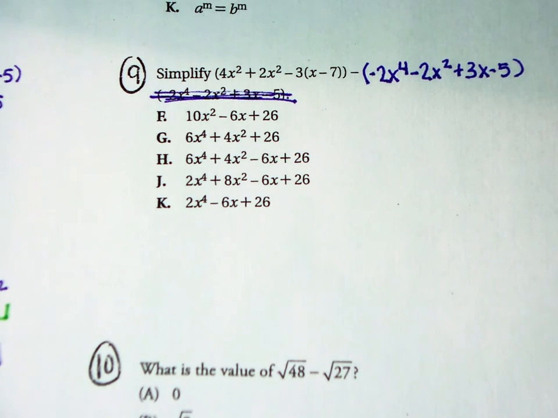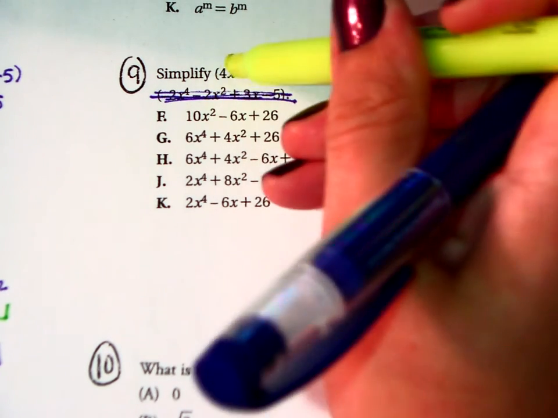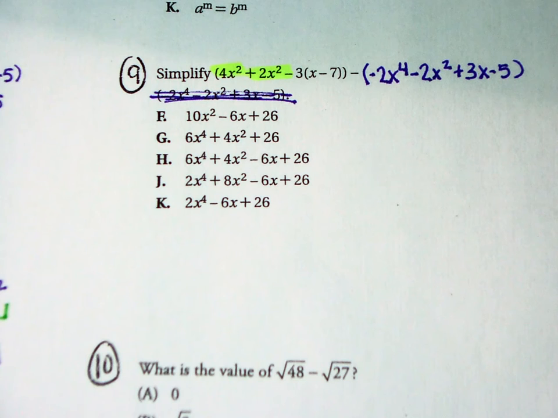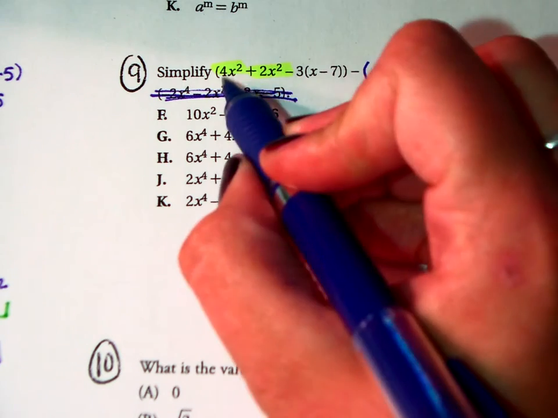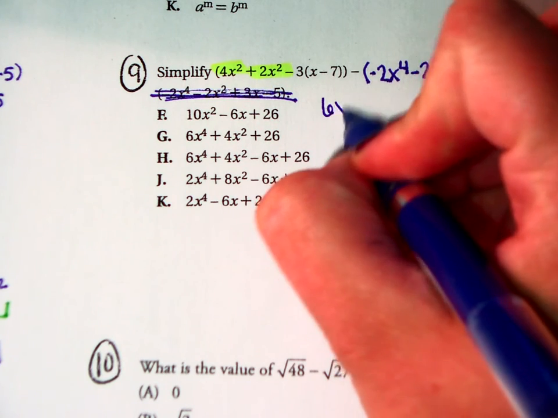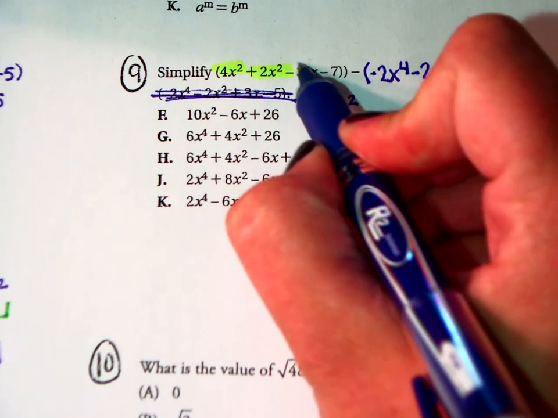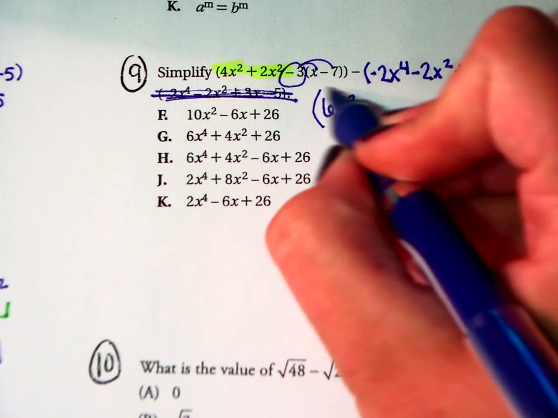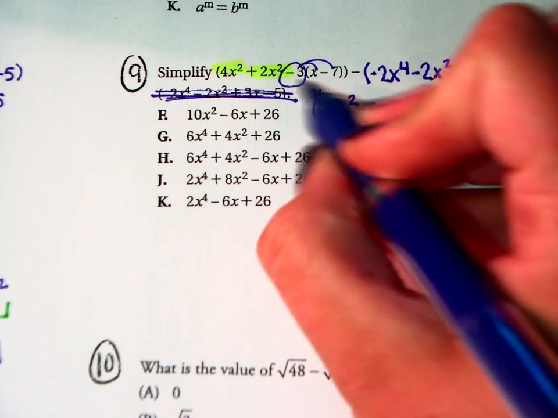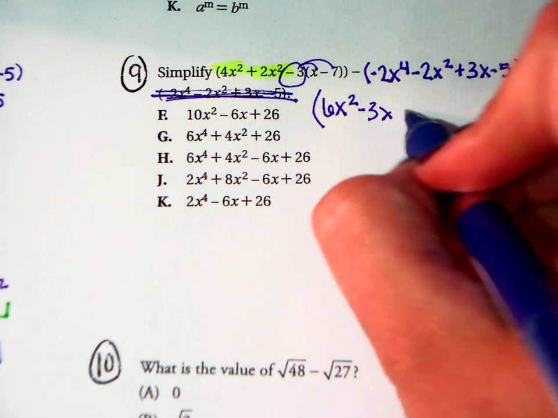Now let's combine those like terms. So I have a 4x squared and a 2x squared for a total of 6x squared. 6x squared. So 4x, 6x. Then I see this negative 3, and I need to distribute it. So negative 3 times x is negative 3x. Negative 3 times negative 7 is positive 21.